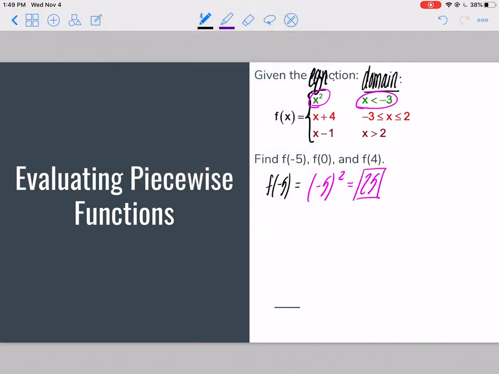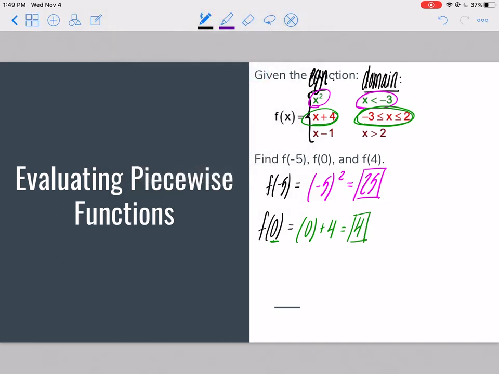Okay, the second one is f of 0. So now we evaluate, well, where is 0 in the domain? So 0 is between negative 3 and 2. So we're going to use this equation, the second one. So 0 plus 4, and that gives us 4.